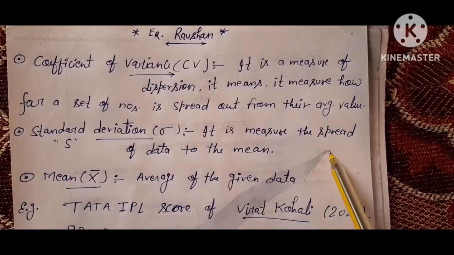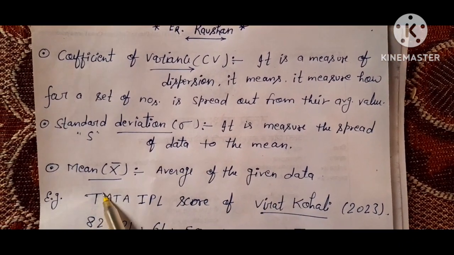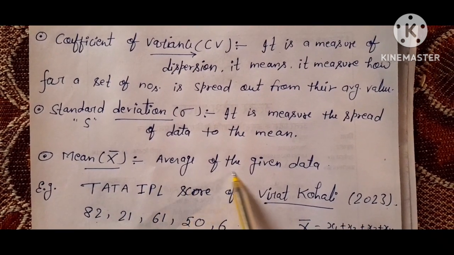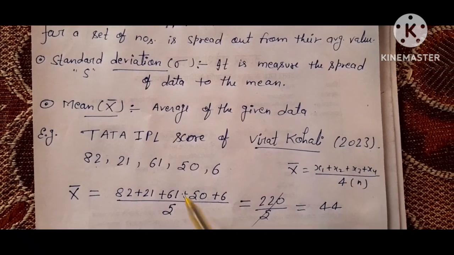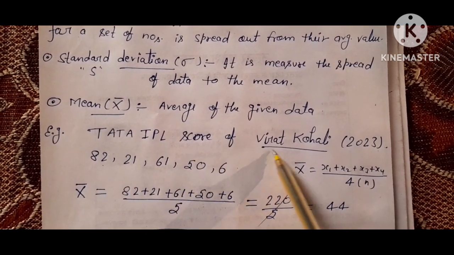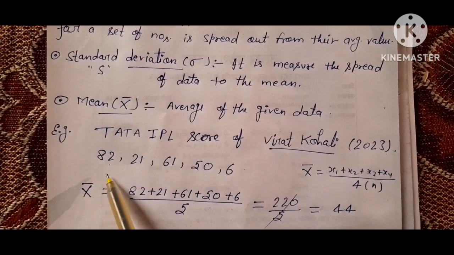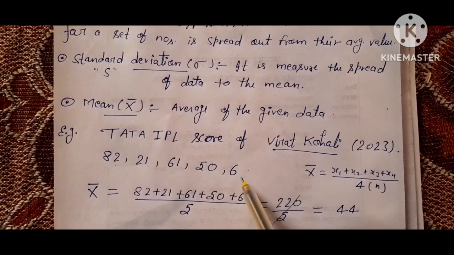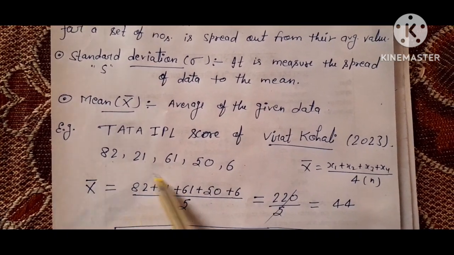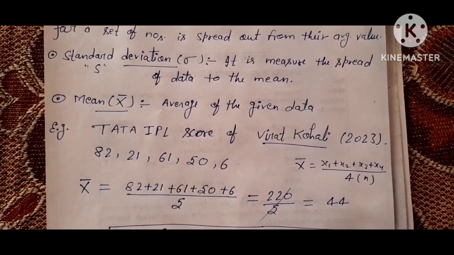It is a measure of the spread of data around the mean value, that is x bar, and x bar is the average of the given data. So friends, here is a little example, taking the Tata IPL scores of Virat Kohli in 2023. This is the score of Virat Kohli: 82 runs, 21 runs, 61 runs, 50 runs and 6 runs. These are the 5 matches played by Virat Kohli.